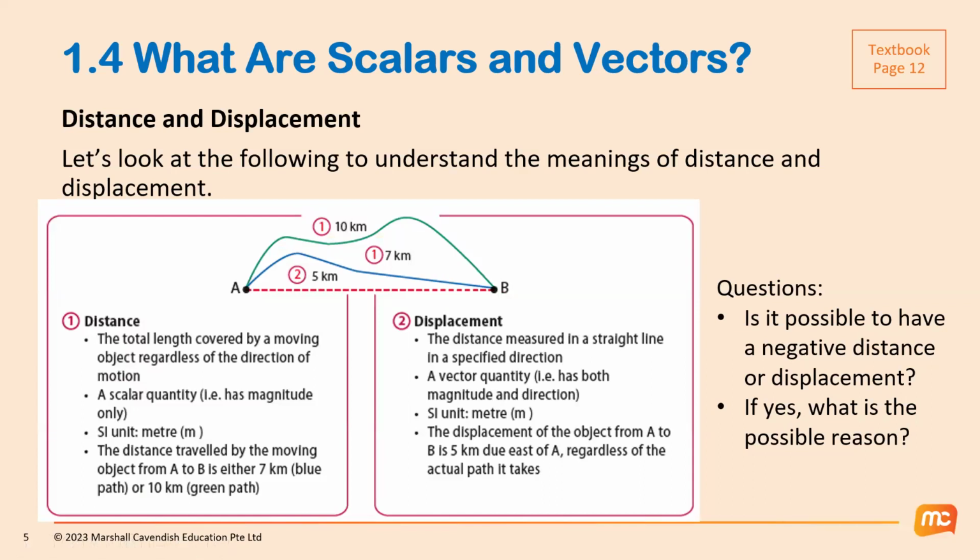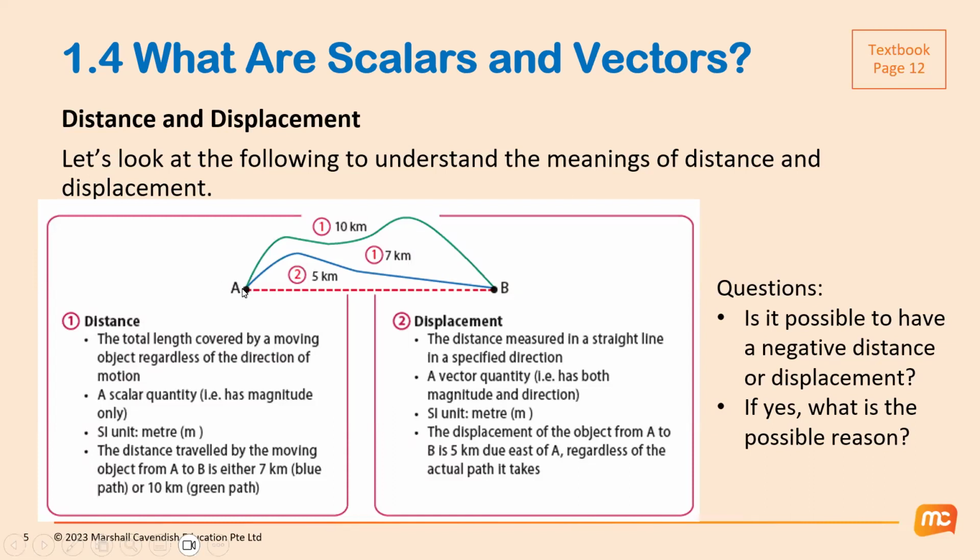So we move on to the terms that we are going to use. The first is the difference between distance and displacement. If you take a look at this diagram, distance is the total length covered by a moving object, regardless of the direction of motion. I do not care how many circles I make in between. It's the total length that the object covers.